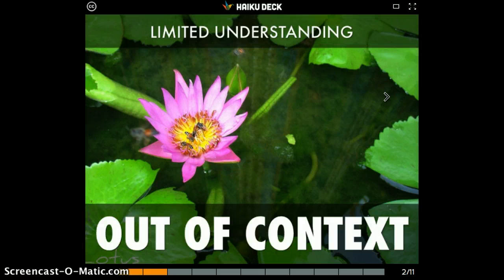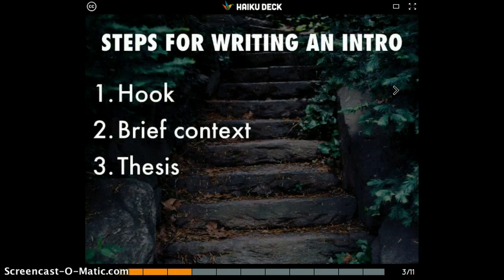If I don't know why something is important, then I'm not invested as a reader. And if I don't have enough information to tell me what is and is not important in this specific situation, then I don't know how to prioritize and evaluate the information that the writer is giving me. So, introductions are very important.